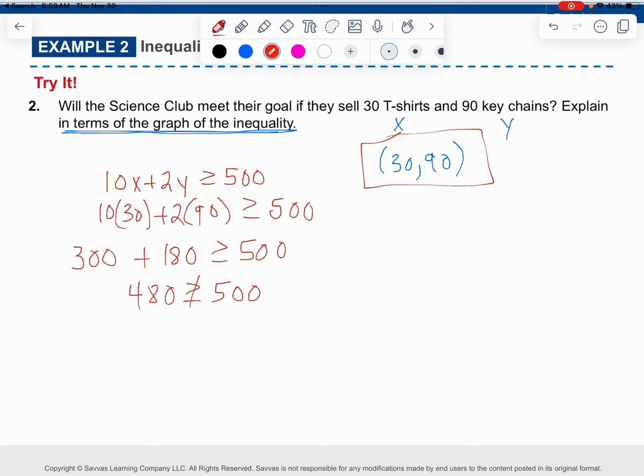So will the Science Club meet their goal? No, they won't. And the reason they won't is because they'll only make $480 selling 30 t-shirts and 90 keychains.